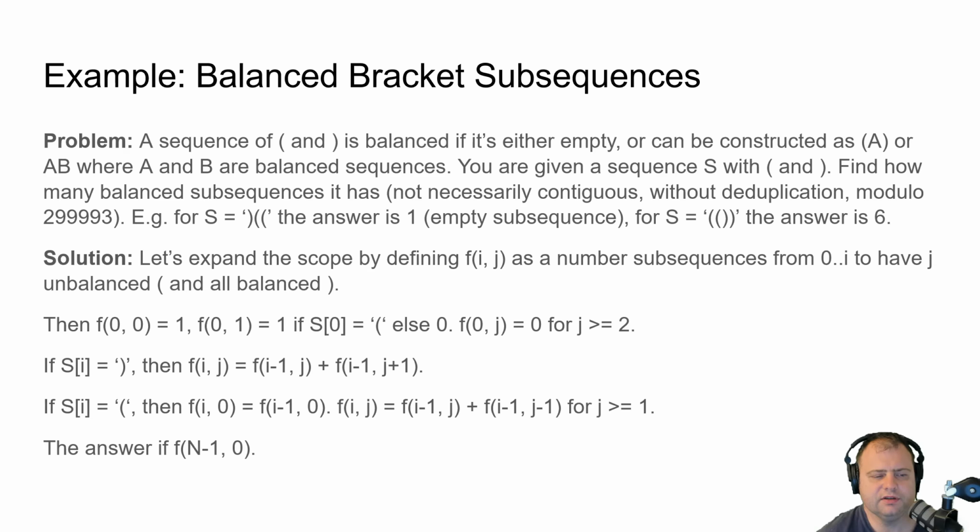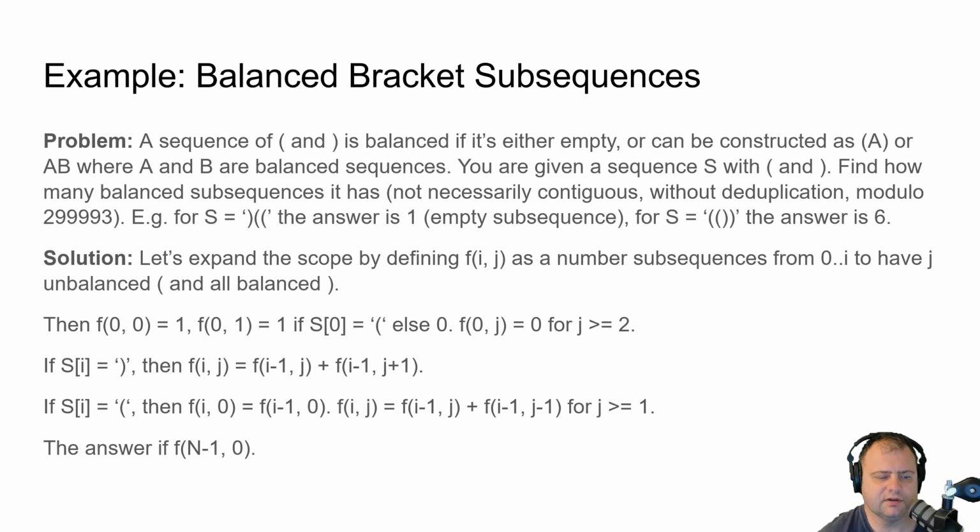So here we take a technique where we expand the scope and compute actually a bit more than what's required of us, but then we can get nice formulas for that. So let's expand the scope by defining Fij as the number of subsequences from 0 to I to have j unbalanced open parentheses and all balanced close parentheses.